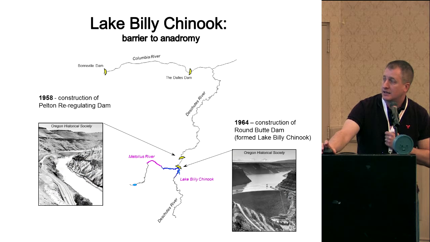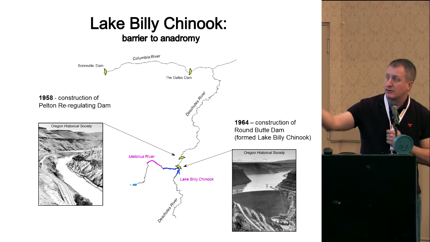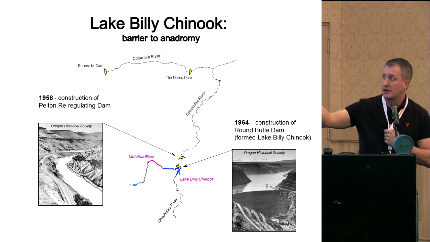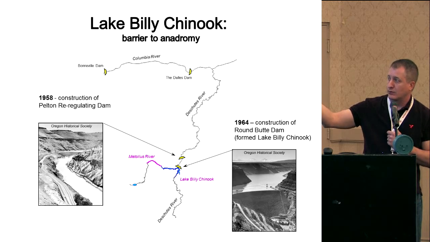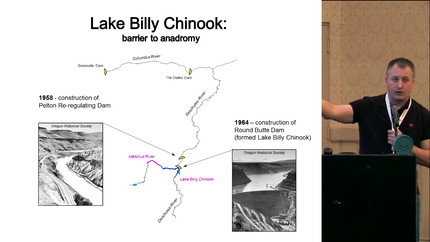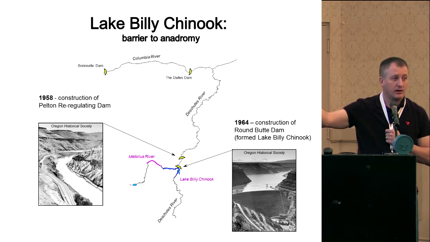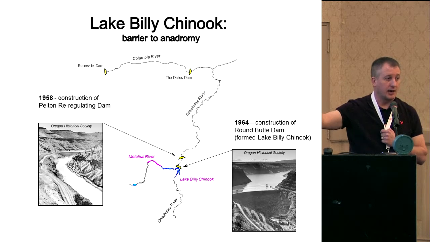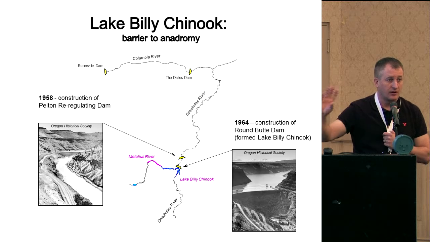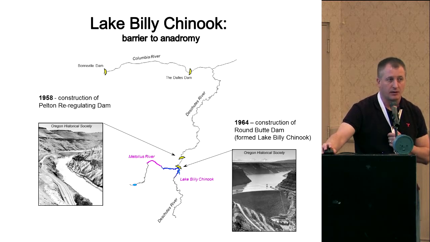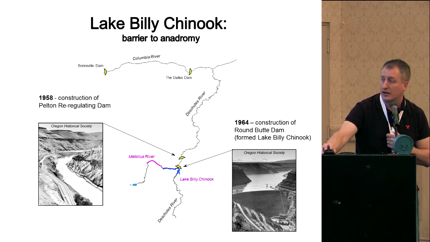Following that, in 1958, Pelton Re-Reg Dam went in, and a couple of years later, in 1964, this big, huge Round Butte complex went in and formed Lake Billy Chinook. And this pretty much did away with any potential sockeye coming back to the river if they were there after those irrigation dams went up at the outlet stream of Suttle Lake.